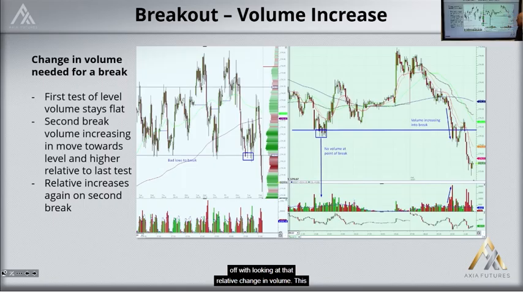So let's start off with looking at that relative change in volume. This is crucial. We'll bring order flow into a move like this as we go into the order flow week. What we're looking for is quite simply a break of lows. You've had numerous tests of these same levels, and as we all know, the more tests of a level, the greater the expectation that it's going to break.